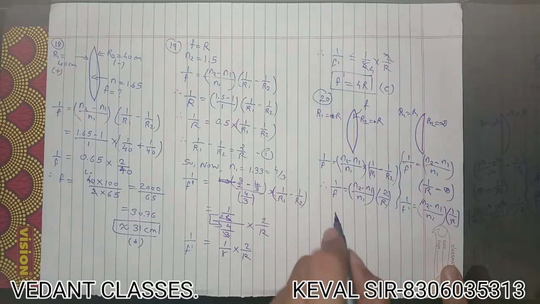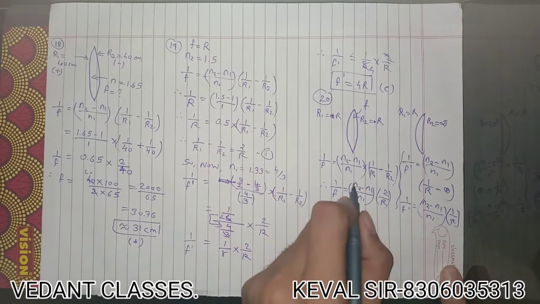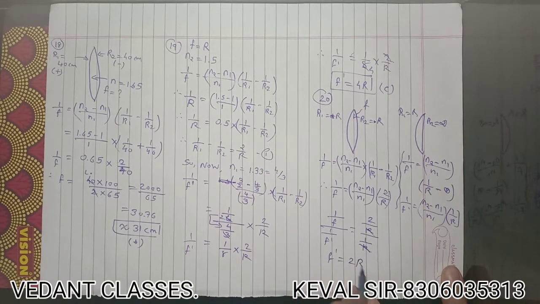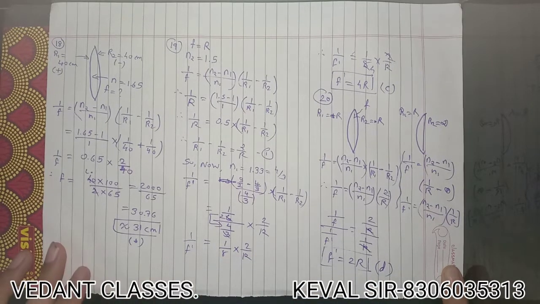Now taking the ratio of these two, this will be 1 by f, this will be 1 by f dash. This will get cancelled out. So here it will be 2 by r, and here it will be 1 by r. So r will get cancelled out. So f dash is equal to twice of f will be the final answer. So option D is the correct answer.